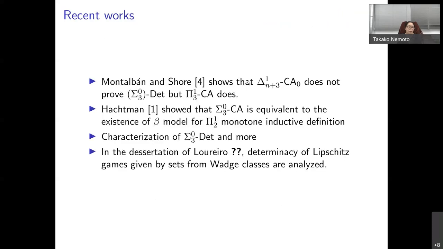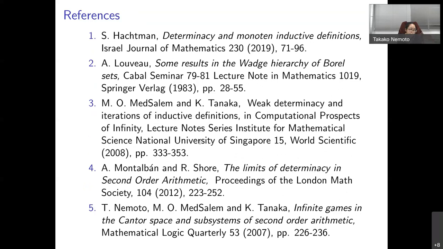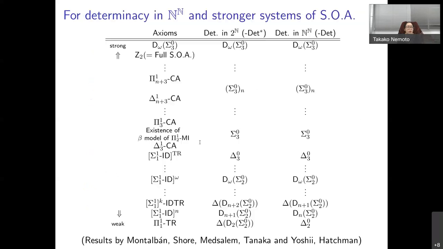And so here is a list of recent works after Antonio Montalbán and Richard Shore. And here is a very recent result. Sorry, I forgot to add it here.